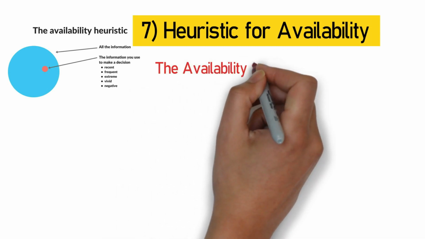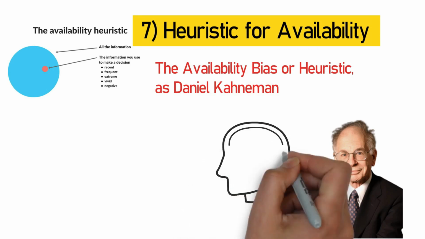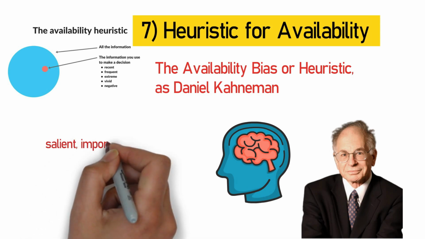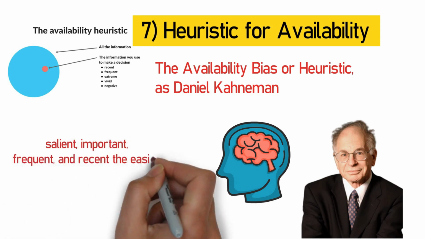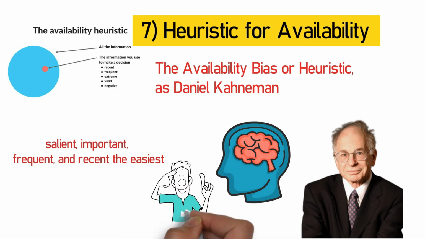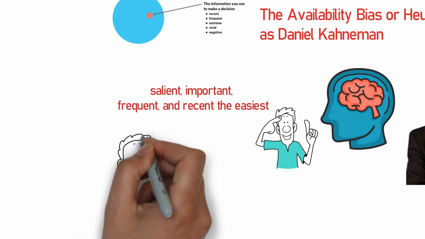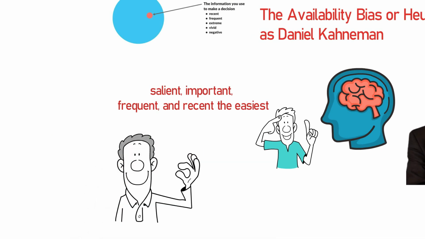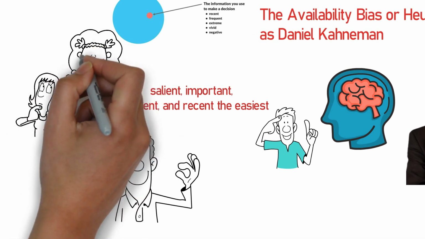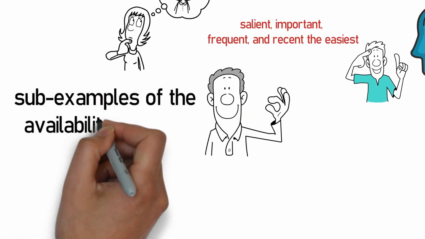The availability bias, or heuristic, as Daniel Kahneman calls it, is one of modern psychology's most useful findings. We remember what is salient, important, frequent, and recent the easiest. The availability heuristic is likely one of the brain's energy-saving and inertial tendencies over which we have little control. It would be crippling to have a truly comprehensive memory. The anchoring and sunk cost tendencies are two sub-examples of the availability heuristic.